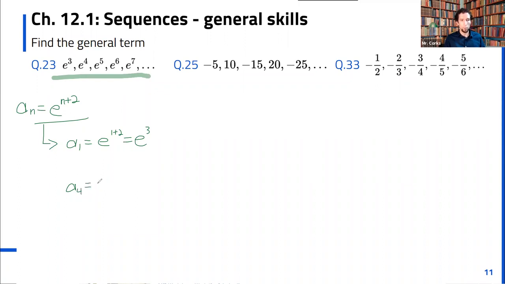So A4 would be E to the exponent 4 plus 2, E6. Yes, that's what the fourth one was. Let's check another one. I know this is a pretty simple one here, but just building good habits. E7. Yes, that's the fifth term. Okay, so this looks right. It does recreate the sequence that we have. Okay. Do the same thing for the other two, please. Try to find the general term and then check your work. Make sure it's right. Go ahead.